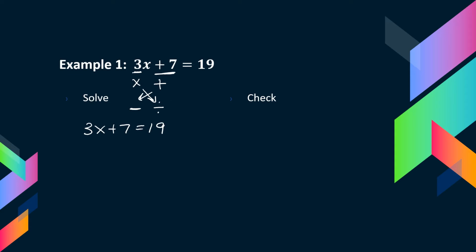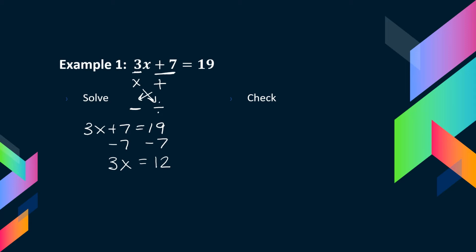Since we were adding that 7, we want to undo that with the subtraction we were talking about. So we're going to subtract the 7 from both sides. We want to simplify each side. So the 3x plus 7 minus 7, that's just going to get us 3x. And then 19 minus 7, that'll get us 12.